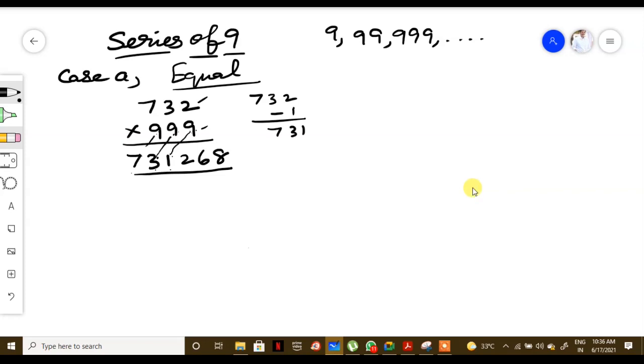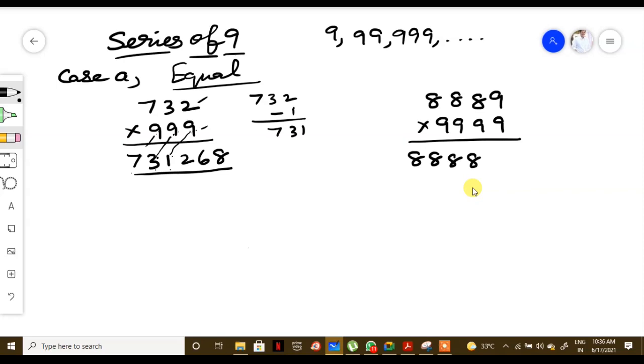Vedic mathematics is a powerful tool to multiply, add, and do everything in an easy way. So I go with a bigger example here. The bigger example is 8889 into 9999. The above number has 4 digits, and the below number also has a series of 4 nines. So we go with the first method, the equal method. Here it is 8889. Just subtract 1 from that, so 8889 minus 1 is 8888.